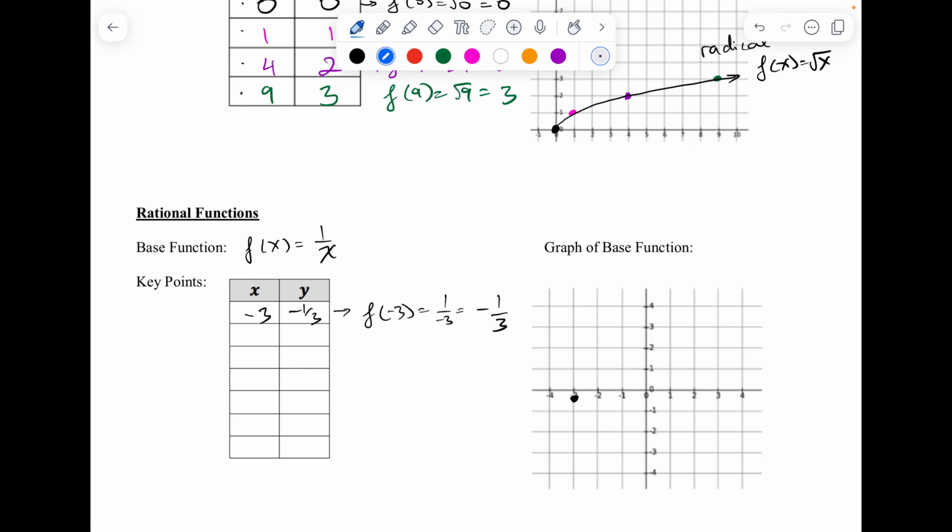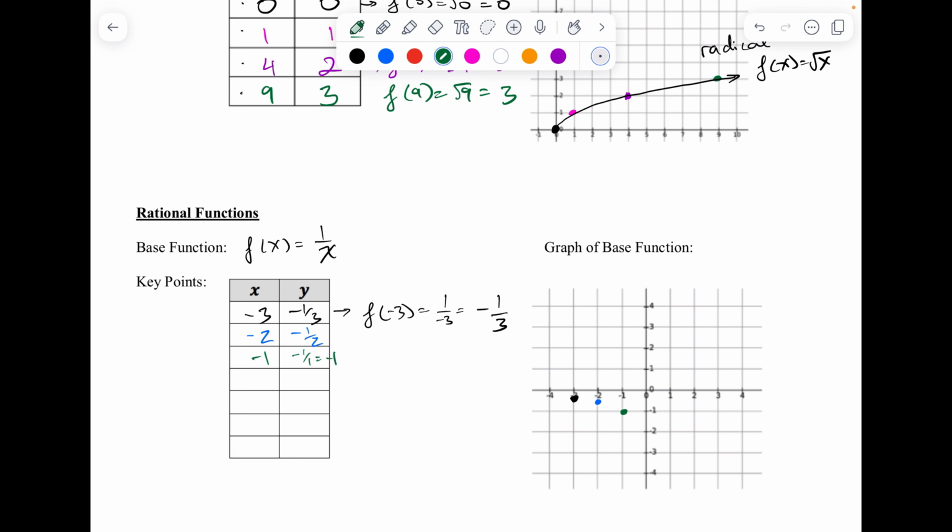So now let's look at -2. Well, I know that that's going to be -1/2, right? Well, that means -2, -1/2 is a point. Then when I look at -1, well, that's -1 over 1, which is just -1. So -1, -1 is a point.